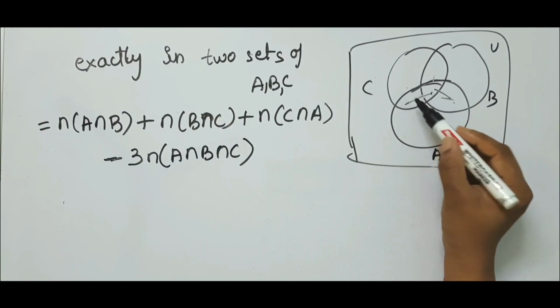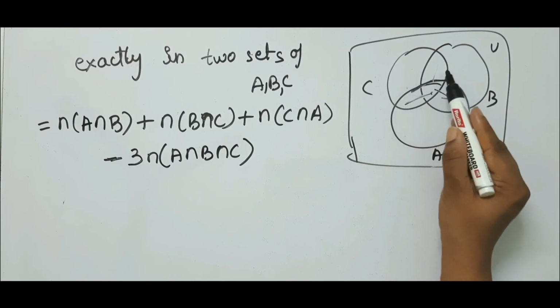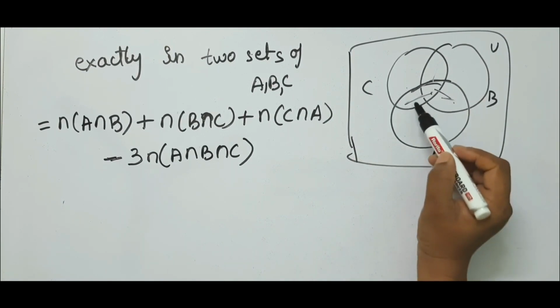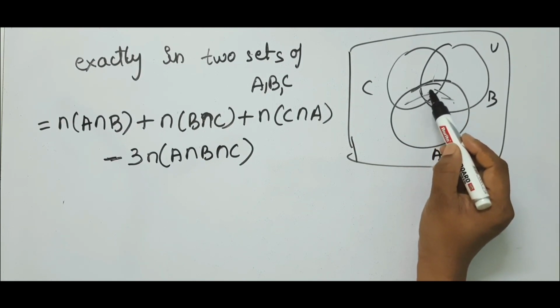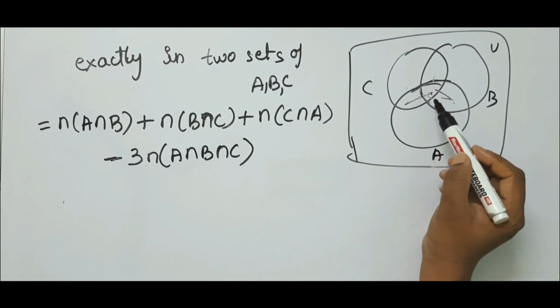They may be common to these two sets. If we want the count of the number of elements which are common to exactly two sets of A, B, C, then the formula is number of elements of A intersection B, plus number of elements of B intersection C, plus number of elements of C intersection A, minus 3 into number of elements of A intersection B intersection C. Okay.